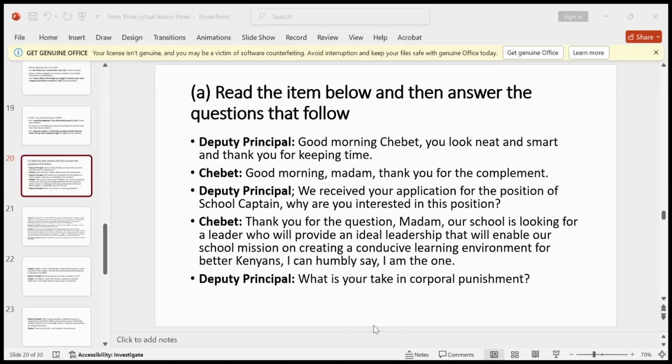Chebet is asked why she's interested in the job position by the deputy principal. The mention of the position of the school captain, eh? Yes. The mention by the deputy that they received her application for the position of a school captain. Okay, that shows that's an interview. Any other point, Dominic? No other. Okay. Let's hear from Khalif again.